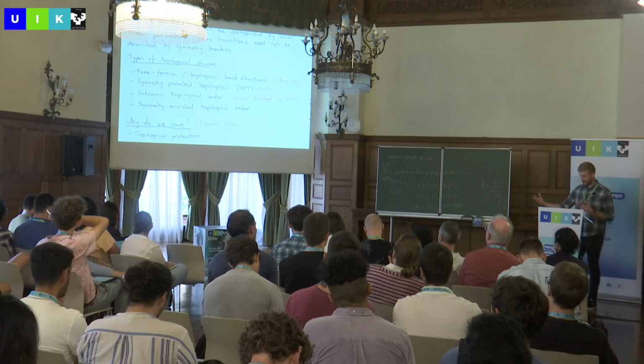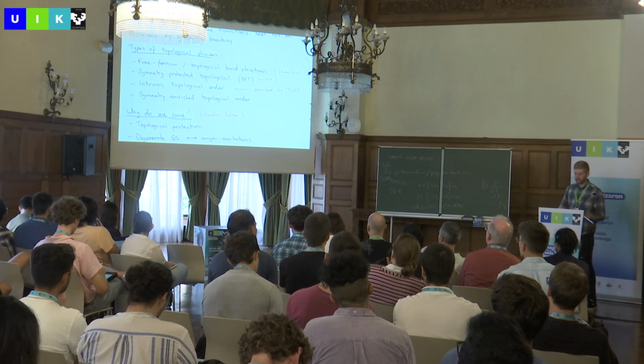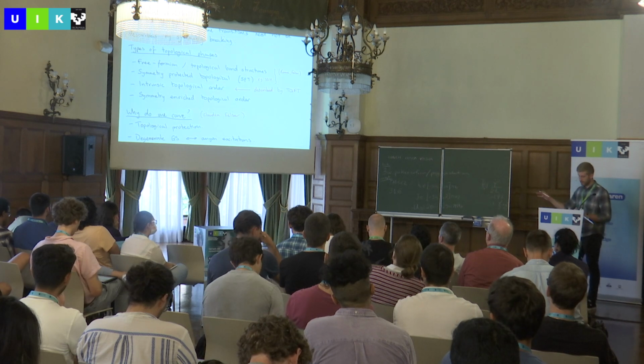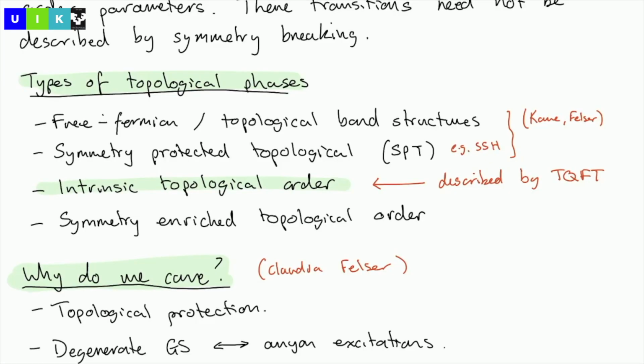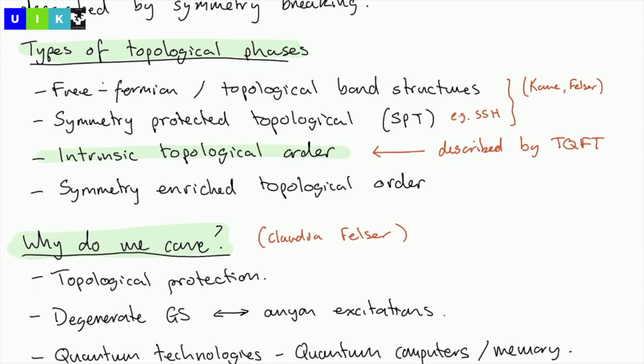So we've heard a bit this morning about free fermion or topological band structure systems. Also a bit this morning about symmetry-protected topological phases. So, for example, in one dimension, everything is trivial, except when we have some symmetries, we can again get topologically distinct phases. Then what I want to talk about is systems that have intrinsic topological order, which are described by these TQFTs. And we can also go further. Once we have this topological order, we can add symmetries and impose symmetries, and again, the story gets richer.